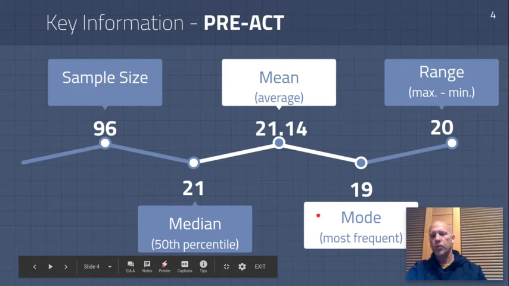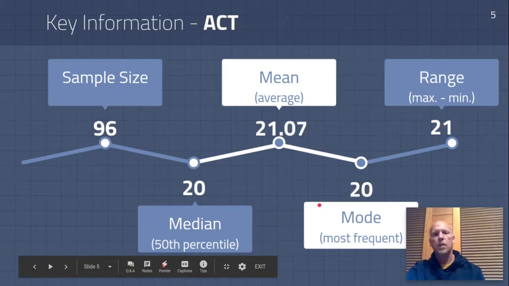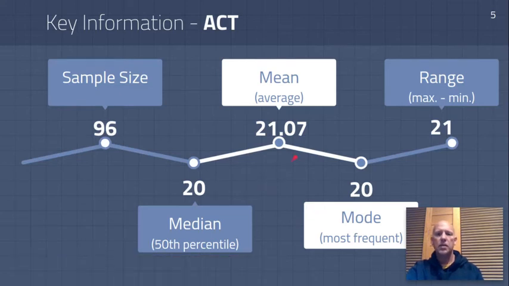On the ACT, same sample size, obviously. The mean or the average was 21.07. Our range was 21. Maximum score minus the minimum score gave us 21. The median or 50th percentile mark was a 20, and the mode or most frequent was also a 20.